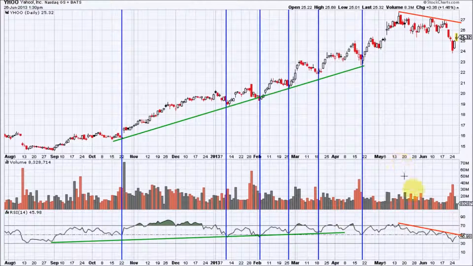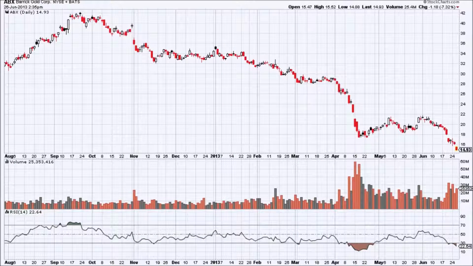Now, a divergence happens when the stock price is falling and the RSI is going up. Now let's take a look at the opposite of support at the 50 line, which is bullish. Resistance at the 50 line when a stock is in a downtrend is bearish.